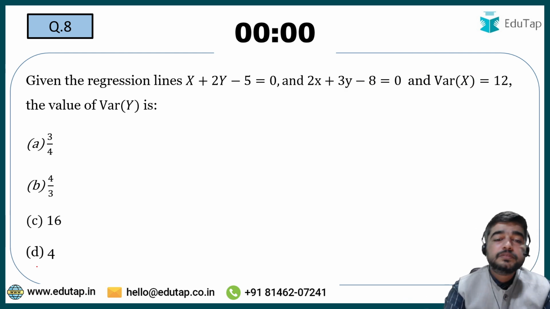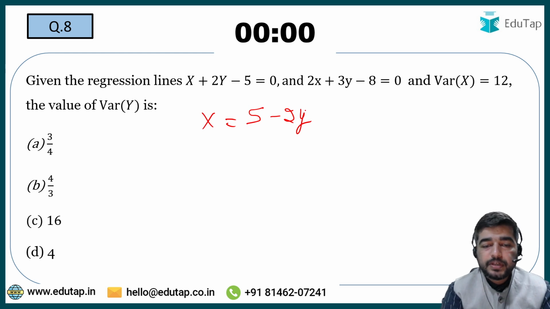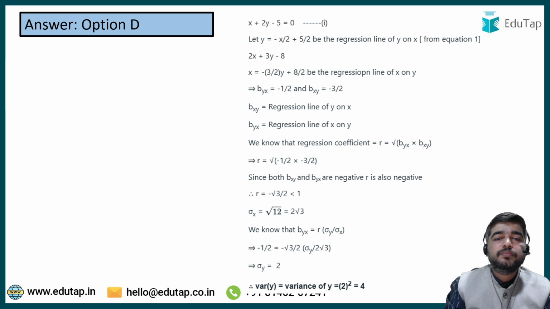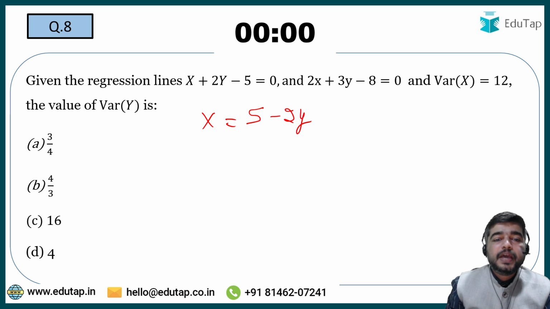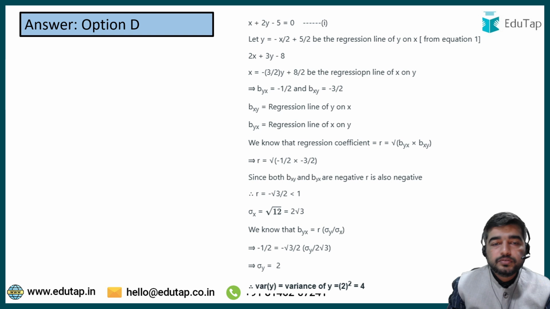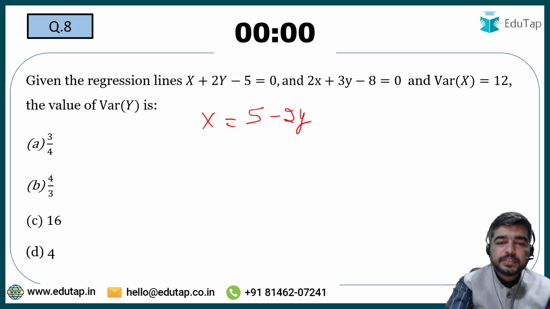This is nothing. This is a very simple question. So x will be 5 minus 2y. Fine. So we can see this from the first equation, x plus 2y. Okay, we will do this from... You can find out from any of these, but we will do this first.